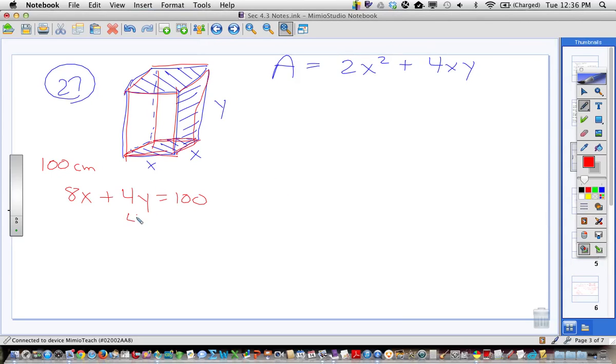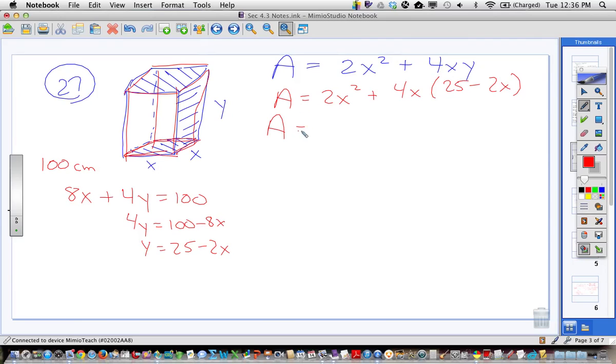So there we go. This would be our information that we want, and so we could divide by 4, and we get 25 minus 2x, that kind of thing. I could substitute that in for y. So I get A equals 2x squared plus 4x times 25 minus 2x. And you can use your calculators at some point along the way here. It's probably necessary. 100x minus 8x squared. So in the end, our area equation is negative 6x squared plus 100x. Is that right?